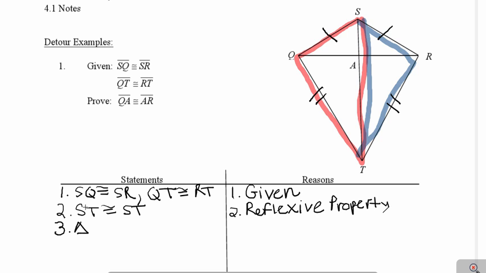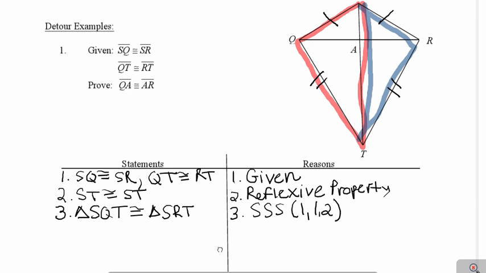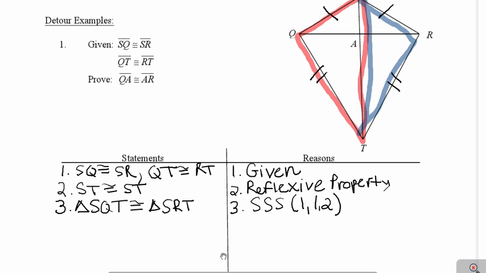So triangle SQT is congruent to triangle SRT by side, side, side. I get those 3 sides. 2 of them are from the givens in step 1, and then step 2, the reflexive property. Okay, so now we have those large triangles congruent. But we want to prove that segment QA is congruent to segment AR.